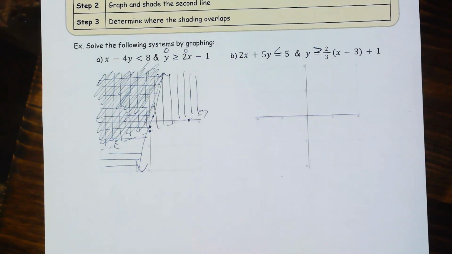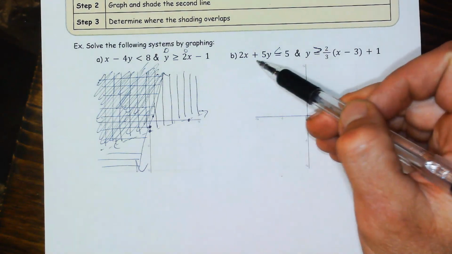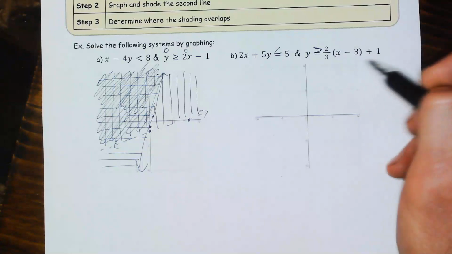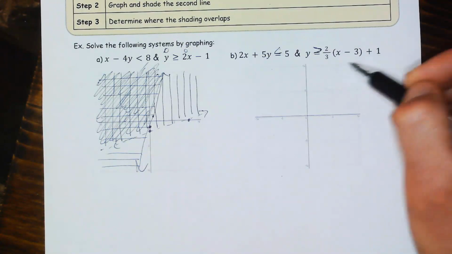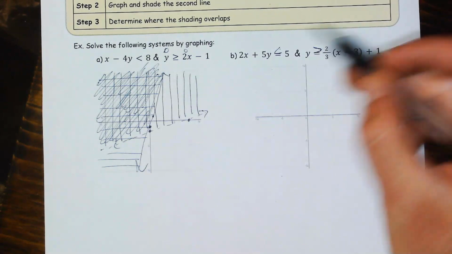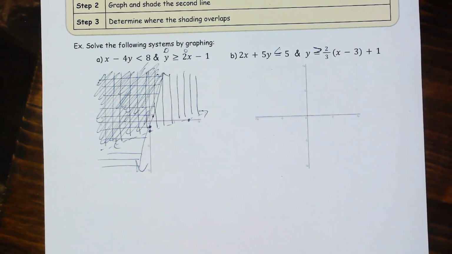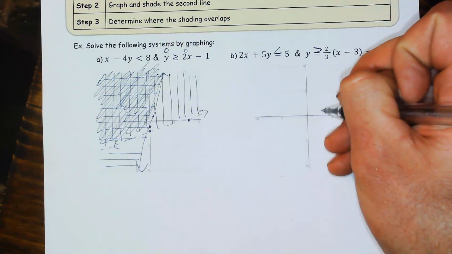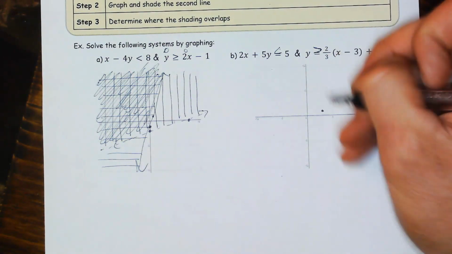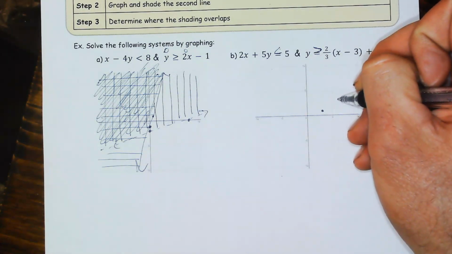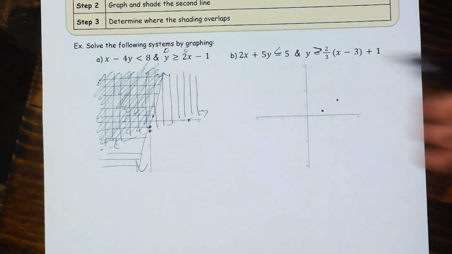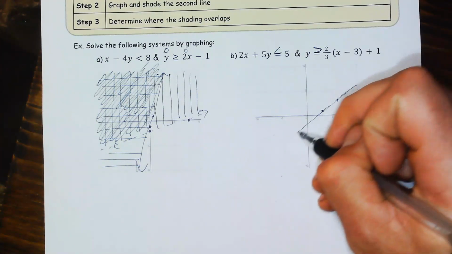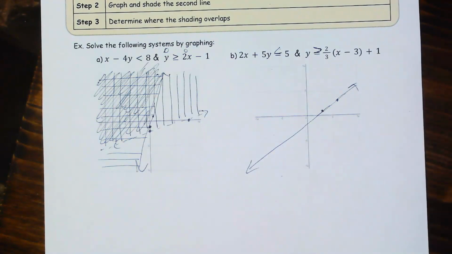All right. Same thing here, 2x plus 5y is less than or equal to 5, and then y is greater than or equal to 2/3 times the quantity of x minus 3, plus 1. Sorry. I'm going to do the point slope one first. So I'm going to go right 3, up 1, put a dot, and then my slope is 2/3, so up 2 over 1, 2, 3. Solid line between those guys. So I'm here. Okay, I'm going to shade above.